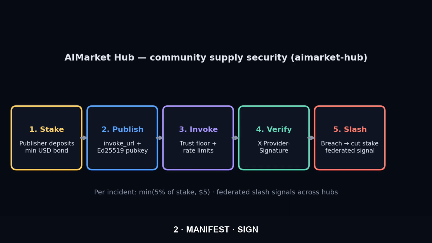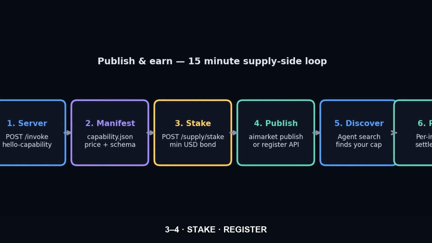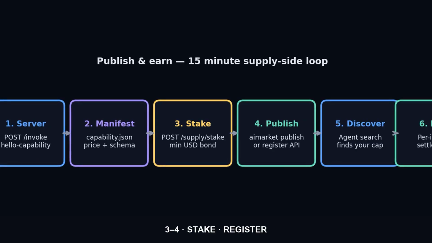Step 3. Generate ed25519 keeper. Sign canonical JSON result. Return X provider signature header. Step 4. Post supply stake with publisher ID and amount. Production requires verified TX hash.